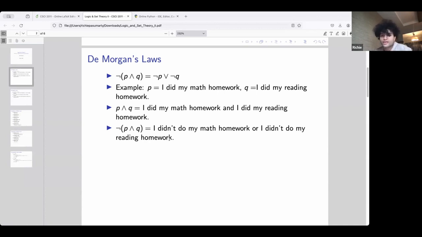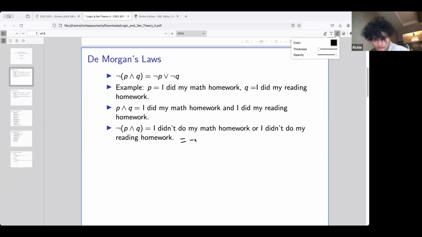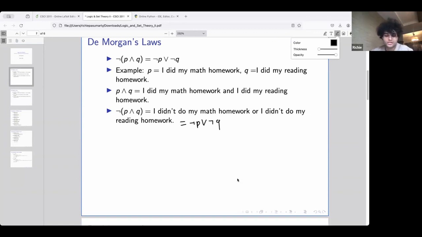Now, this statement right here is literally just not P, because not P would be I didn't do my math homework, like the negation of this, and not Q would be I didn't do my reading homework. So this statement right here is merely just equal to not P or not Q. So let me just write this, not P or not Q. So this is the first of De Morgan's laws. There's a second one as well, and it looks really, really similar.